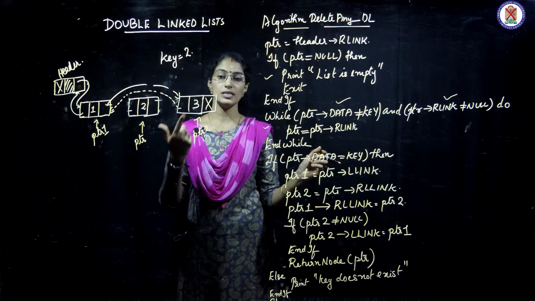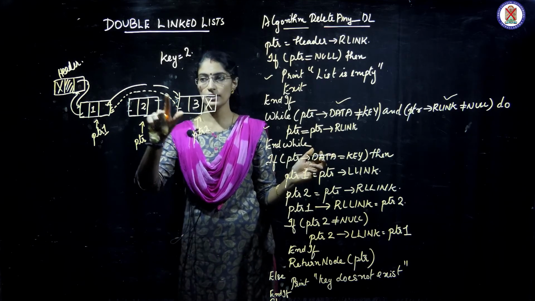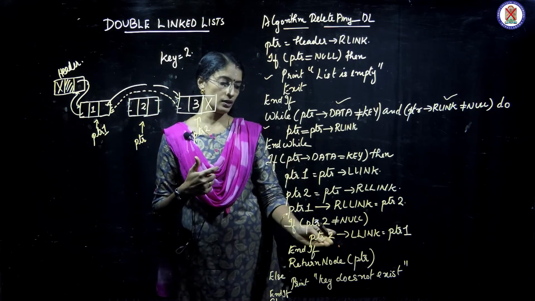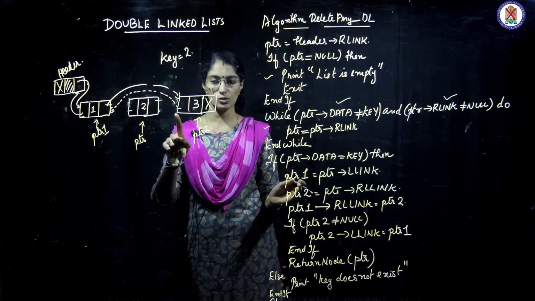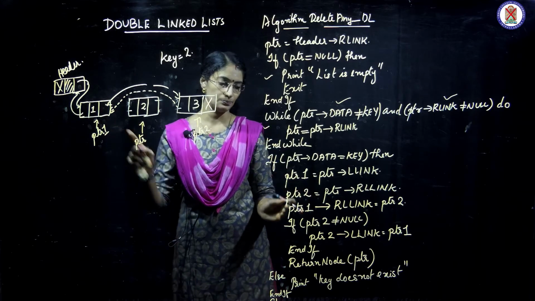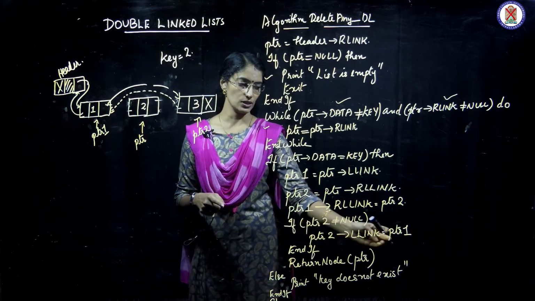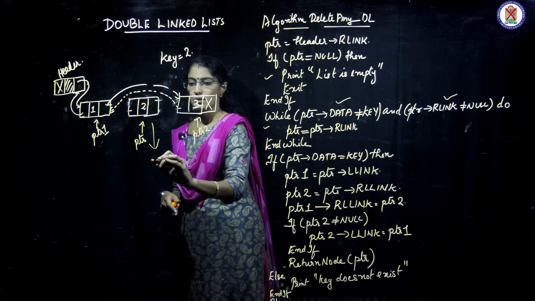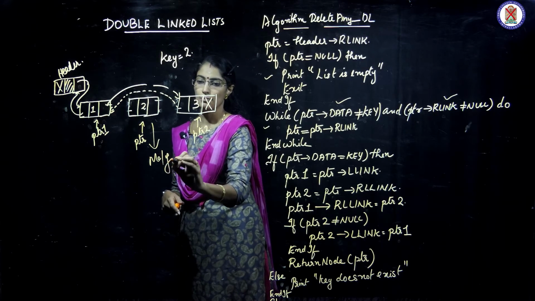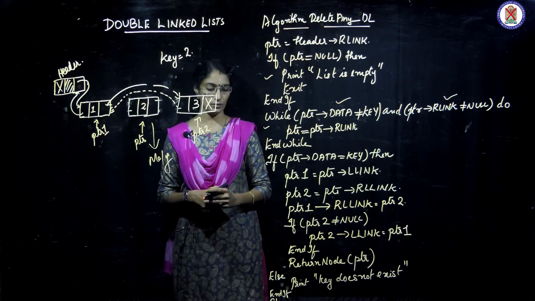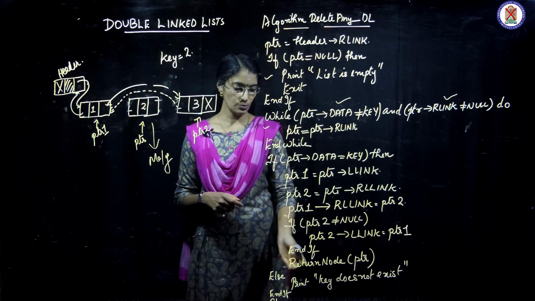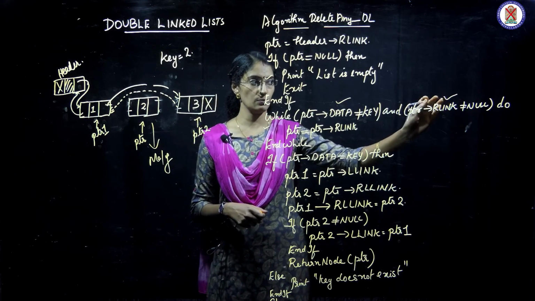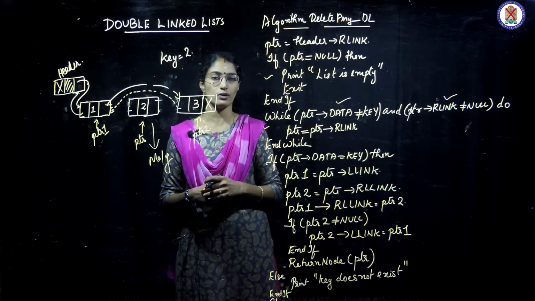Now suppose ptr2 is not equal to null, then only this statement can be executed. That is, if ptr2 is not equal to null, that means we can give the left link portion of ptr2 the value ptr1. That is, left link of ptr2 is given the value ptr1. Now I can return this particular node to the memory with the help of the return node algorithm. And what is the other portion which is to be considered? Suppose the while loop is exiting with the help of this other condition. This condition means you have not found the key value.